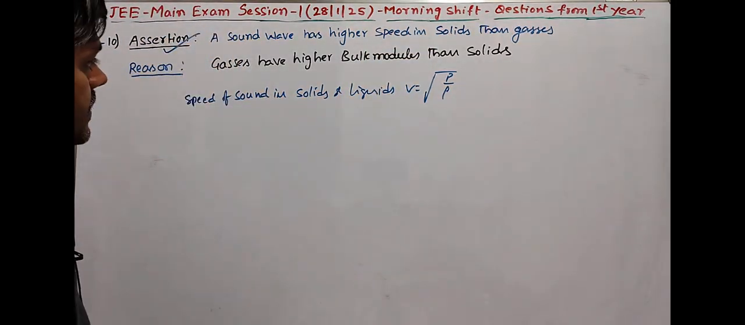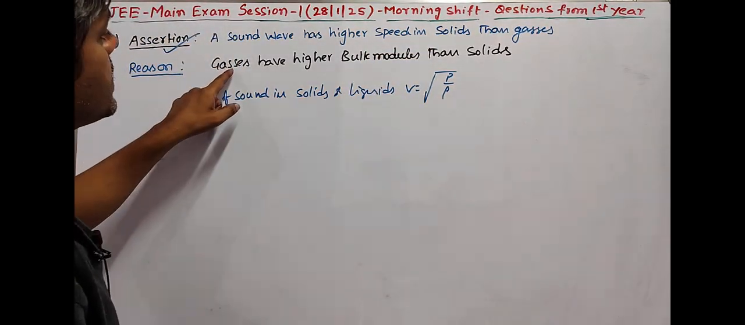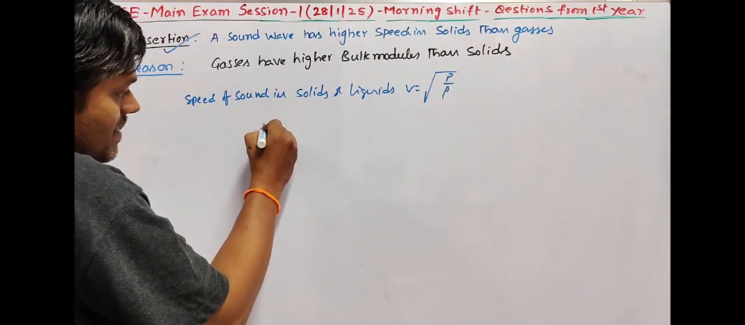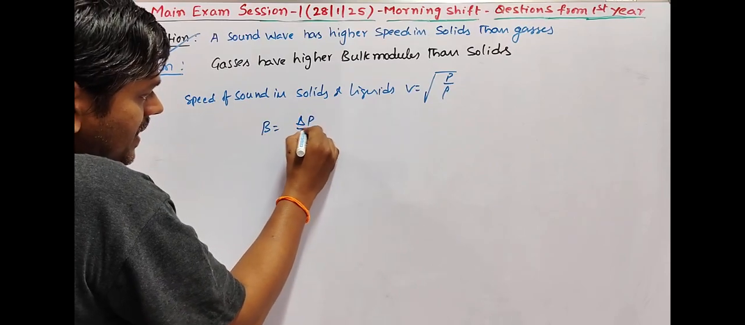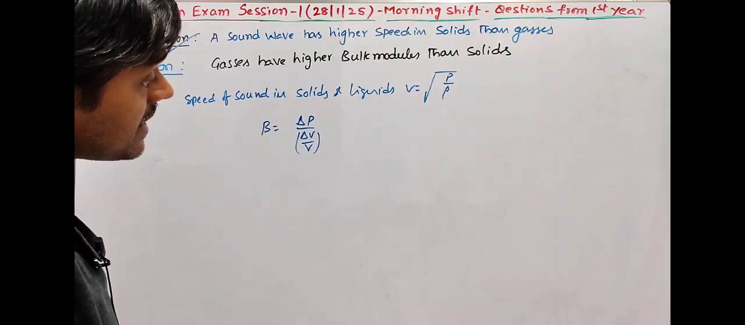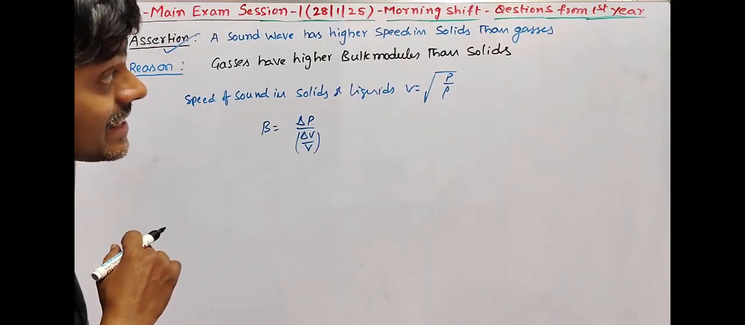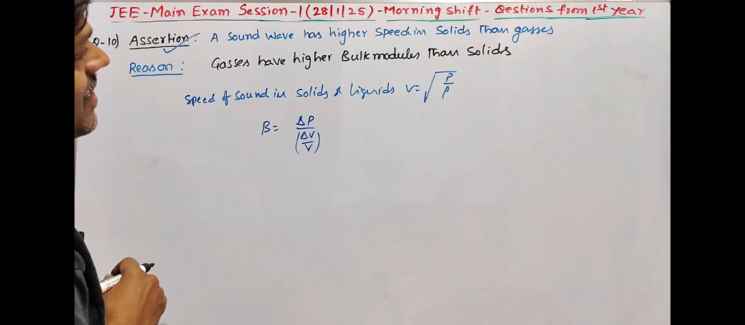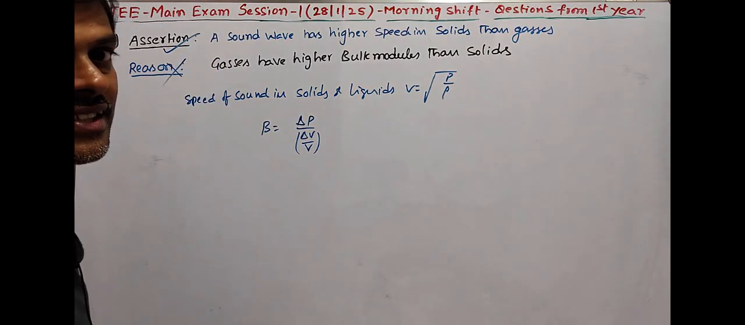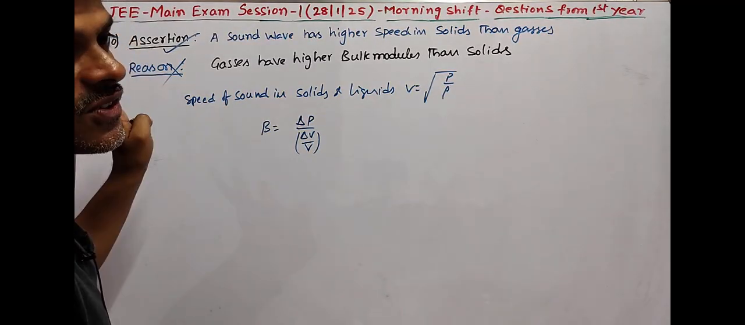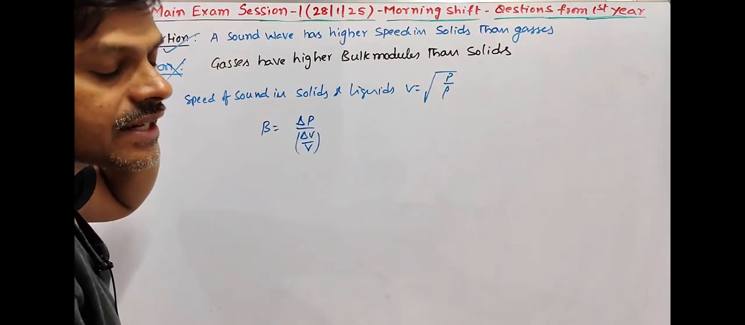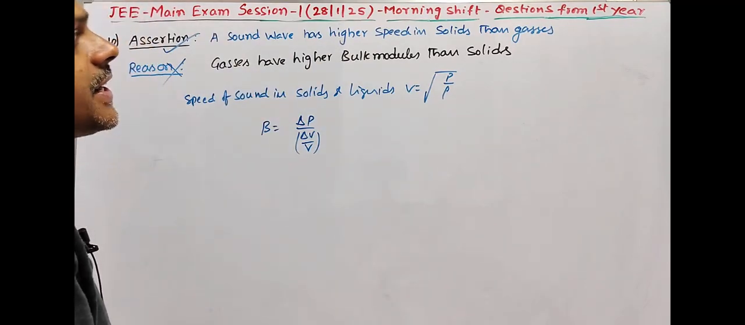Yes, the assertion is correct. Next one is the reason. What is that reason? Gases have higher bulk modulus than solids. What is bulk modulus? Delta P by delta V by V. Gases have less bulk modulus compared to solids. So the reason is wrong. So the assertion is correct, the reason is wrong. So this is the option for this question. That means gases have less bulk modulus than solids, which is the actual statement. Okay, right.